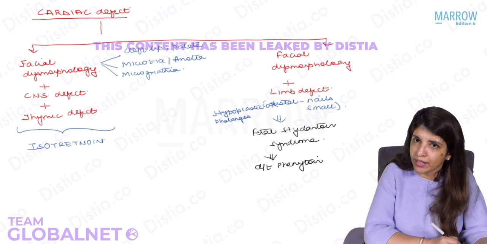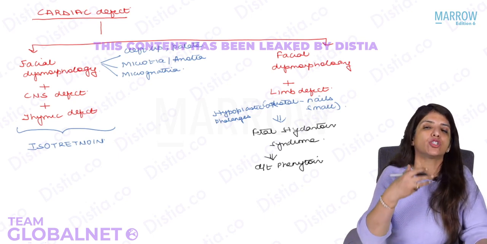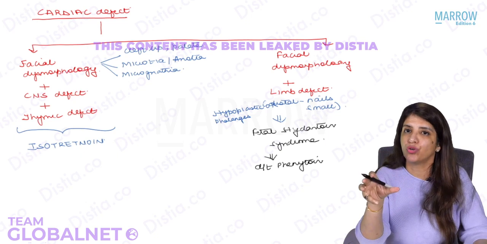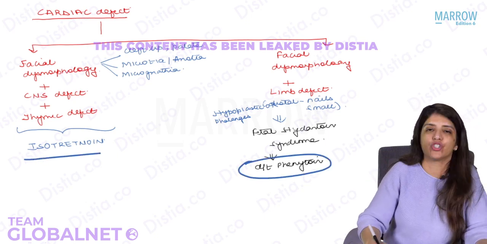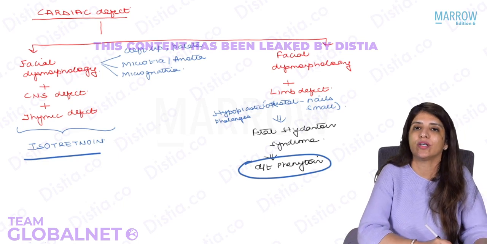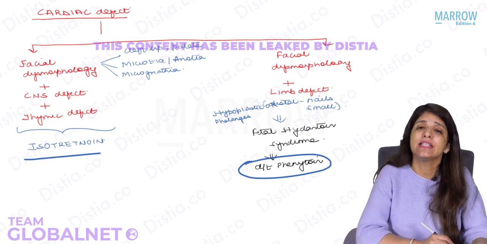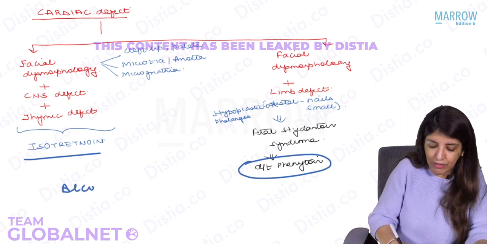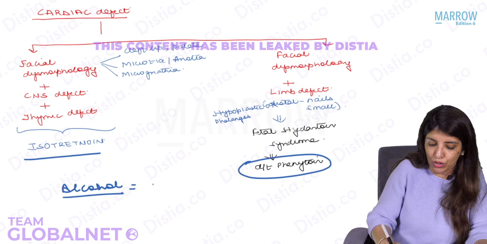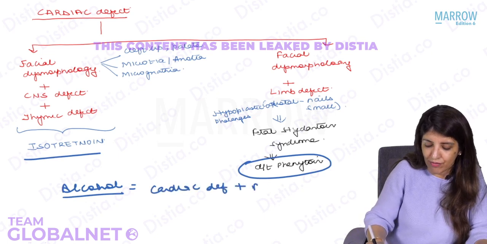The drugs which lead to cardiac defects and facial dysmorphology, they are two drugs. Number one, isotretinoin, and number two, phenytoin, which leads to fetal hydantoin syndrome. Right? Same thing happens with alcohol as well. Even alcohol is going to lead to cardiac defects, plus there will be facial dysmorphology.